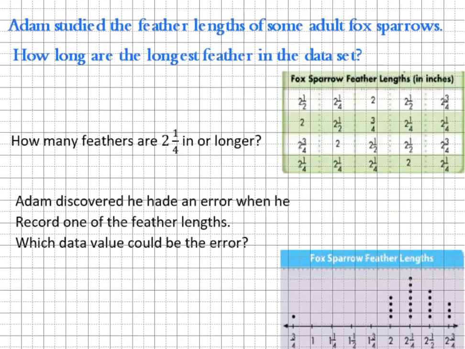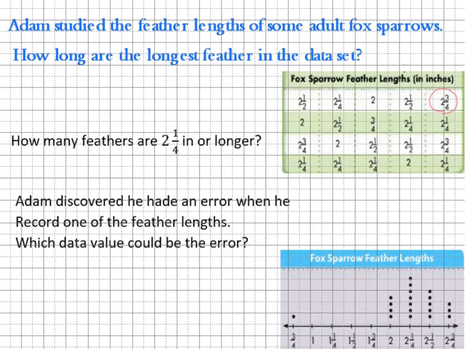Now, Adam studied the feather lengths of some adult fox sparrows. How long is the longest feather in the data set? Here we have a data set. We want to find the longest length here. 2.5, 2 and 1/4, 2 and 2.5. The bigger one here is 2 and 3/4.